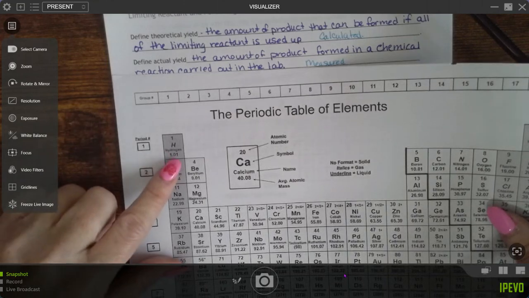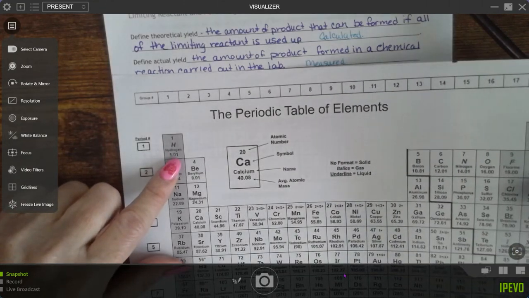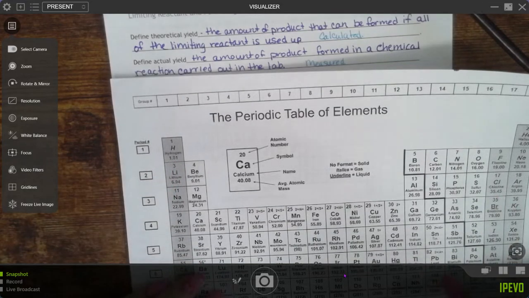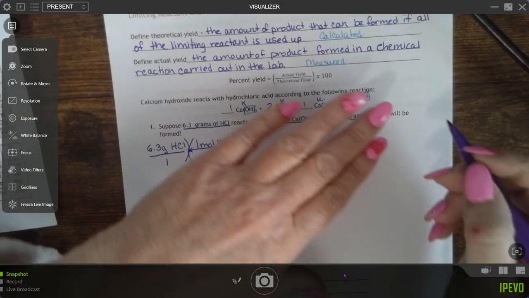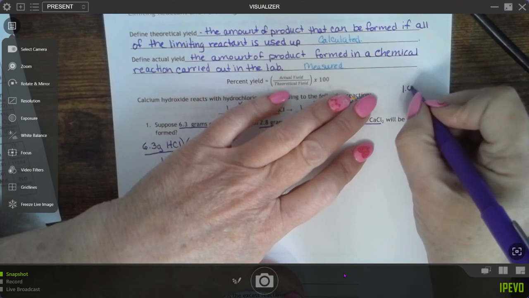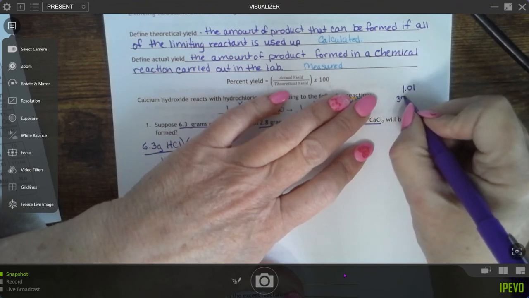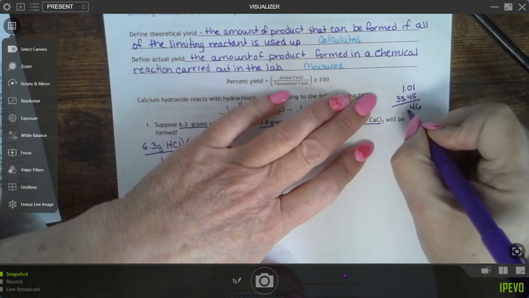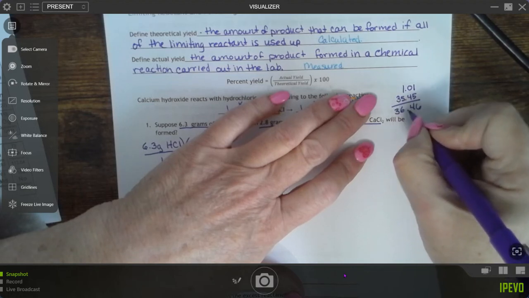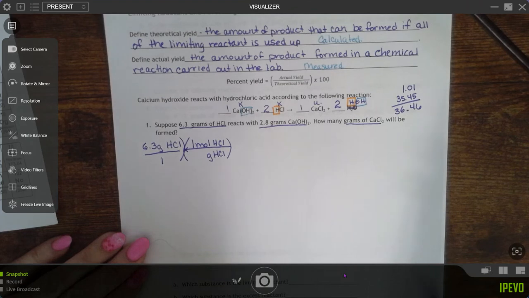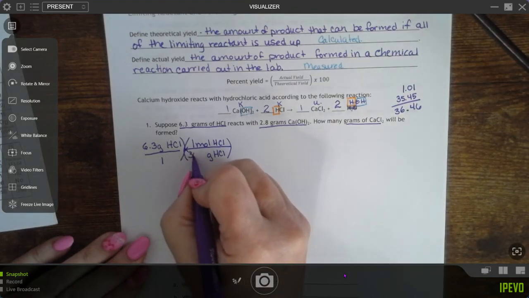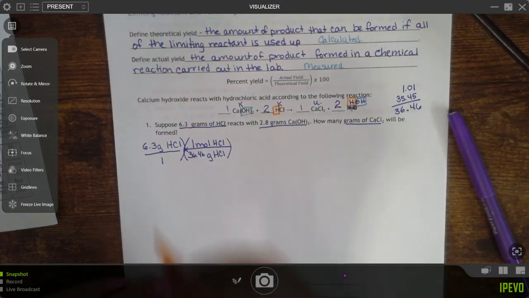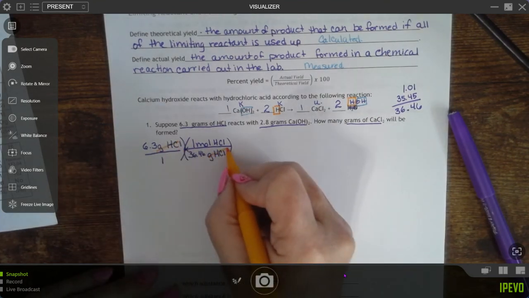So we have HCl, hydrogen is 1.01, chlorine is 35.45. If I add those together, our molar mass for HCl is 36.46. So that goes right here. Now for canceling units as we go along, we can cancel grams of HCl.